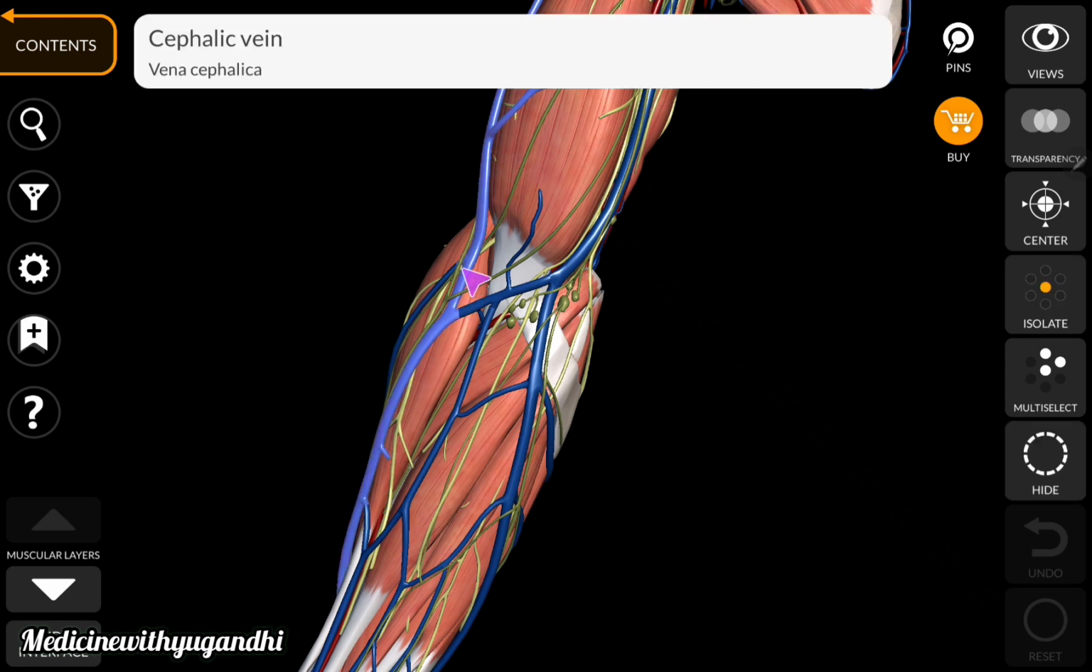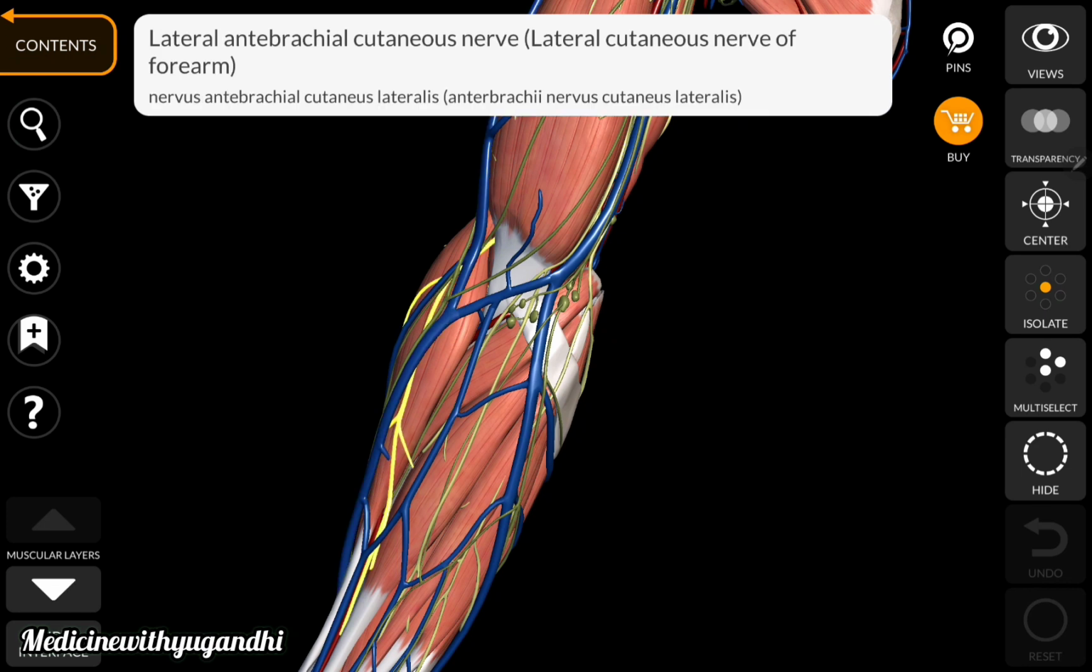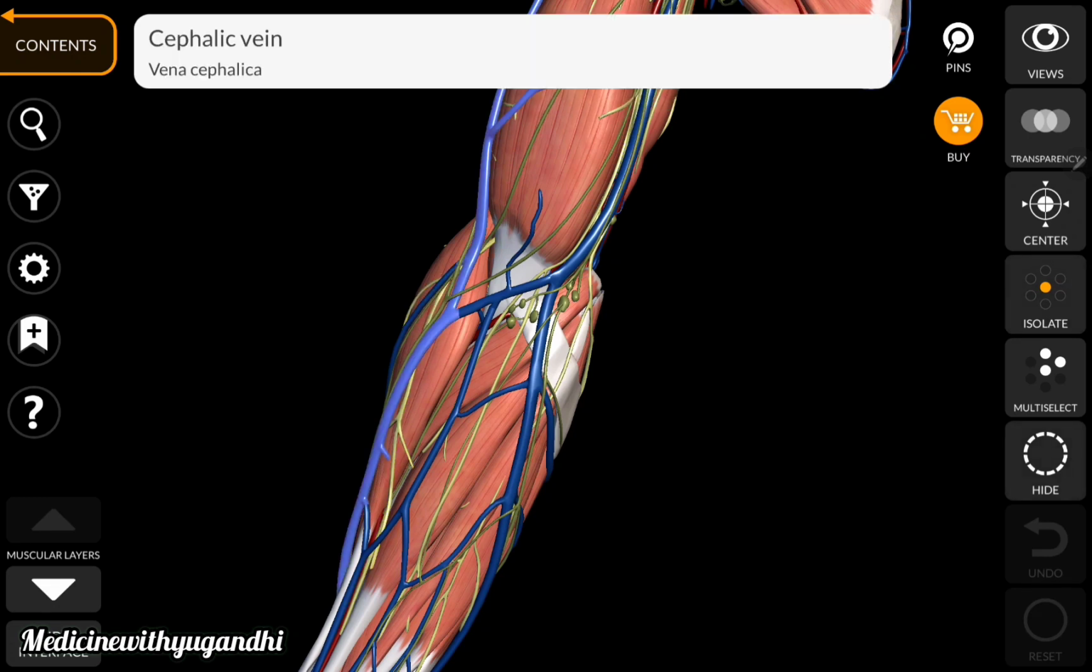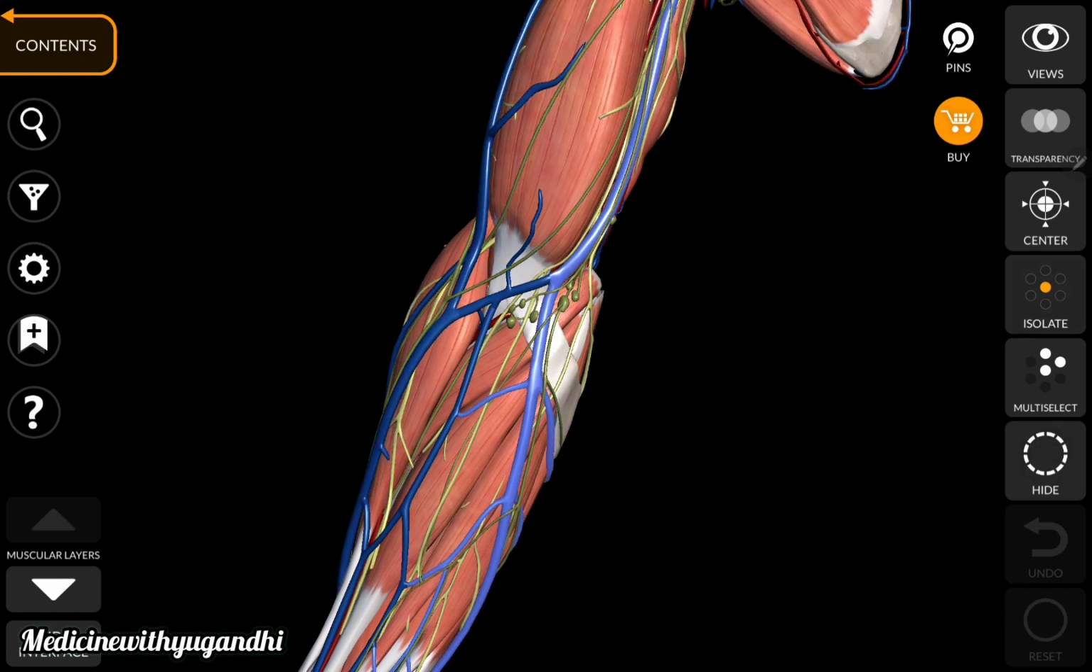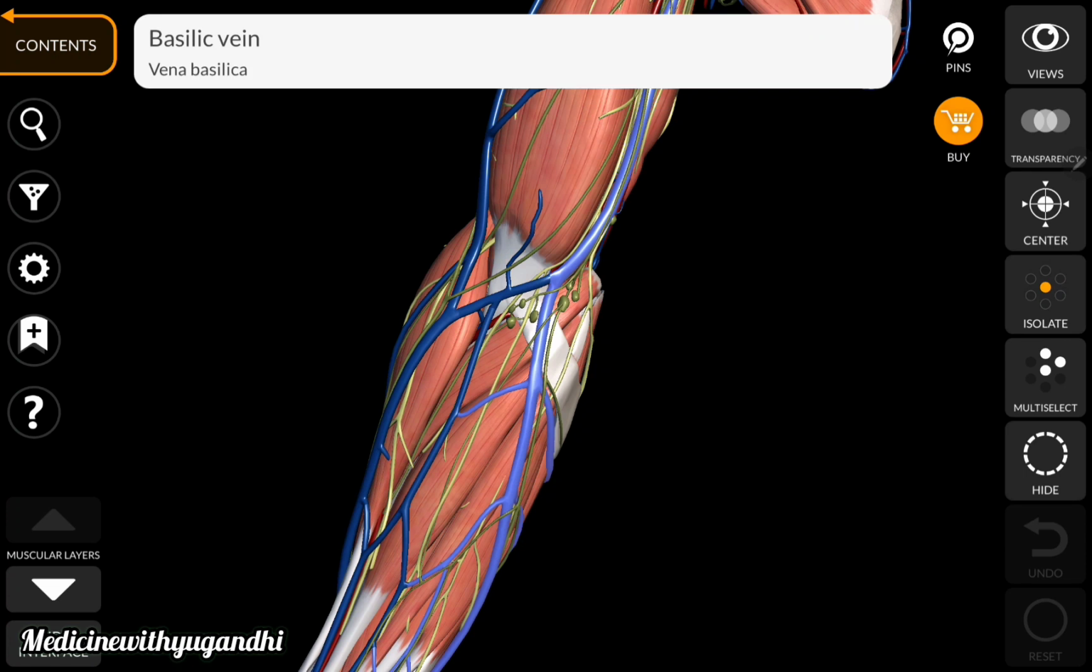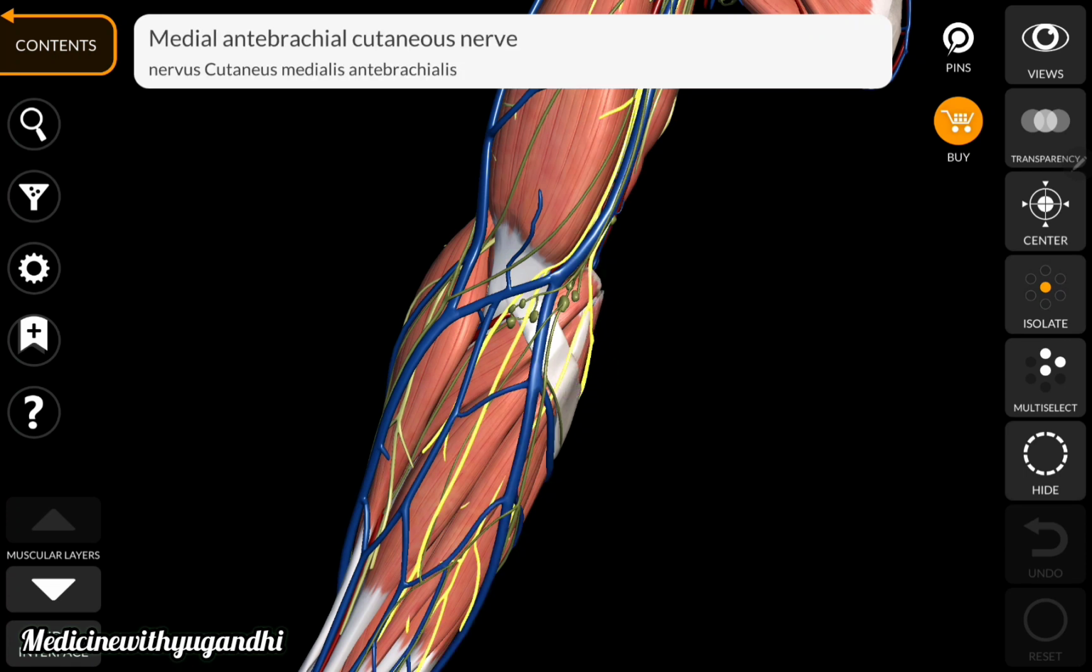This cephalic vein accompanies a nerve along with it. That nerve is nothing but the lateral cutaneous nerve of the forearm. Here you could see the lateral cutaneous nerve of the forearm. So this cephalic vein accompanies the lateral cutaneous nerve of the forearm, and this basilic vein also accompanies a nerve along with it, the medial cutaneous nerve of the forearm. That's all about the contents of the superficial fascia.